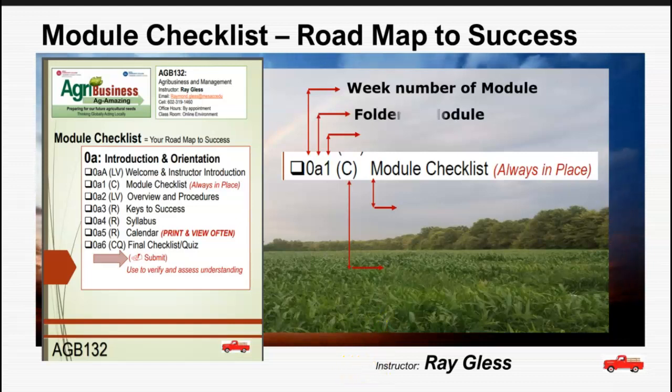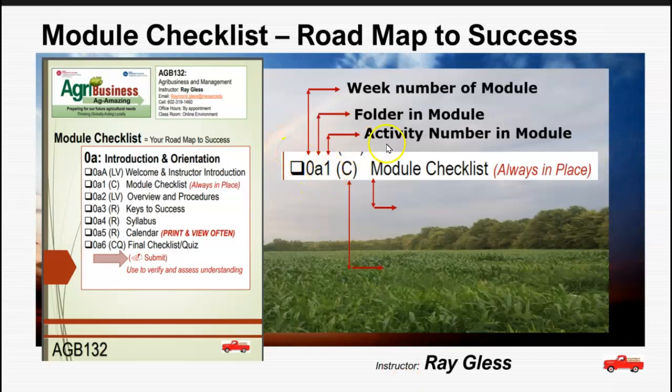The second one is the folder in the module. So A would be the first folder you have, and there could be B or C folders within that module. So that's how we look at the folder. And then the last number is the activity number in the module. So that gives you a real good coding. When you have a question, you give the week, the folder, and the activity, so we both know what we're talking about if you have to communicate with me for anything.